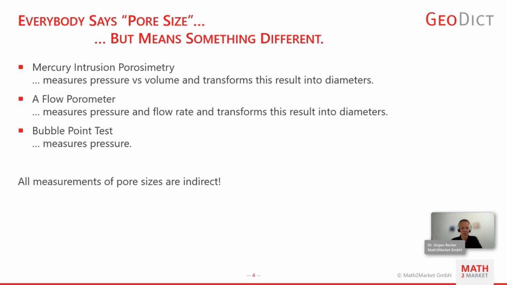And similarly, with a flow porometer, you measure pressure and flow rates. A bubble point test measures the pressure needed to get an air bubble across. You can use glass beads to measure percolation paths, or even NMR measurements to identify pore sizes. But in fact, all the measurements are indirect and will probably give different pore size results for the same sample.